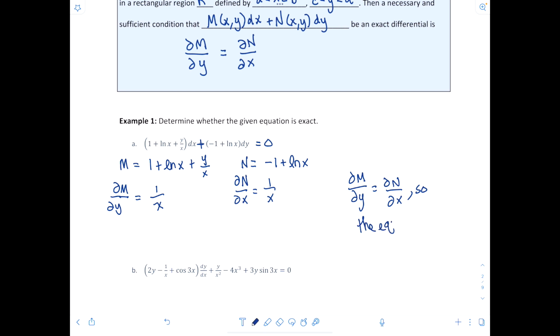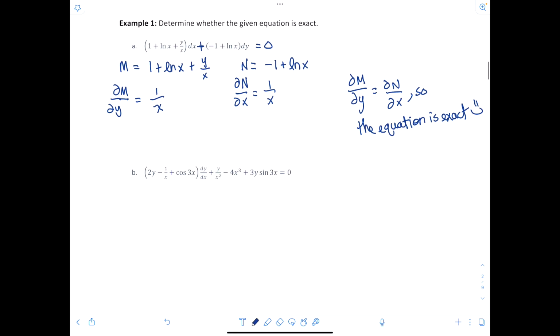That means the equation is exact. Cool? All right, so let's check this one out. We're going to have to do a little bit of work on this one. We're going to need to multiply through by dx.